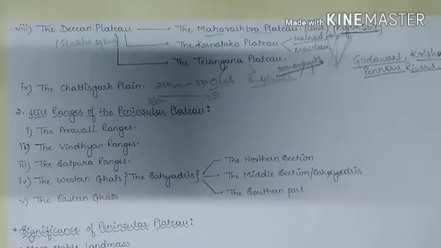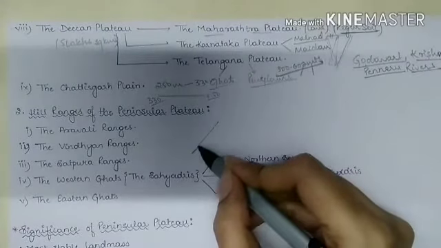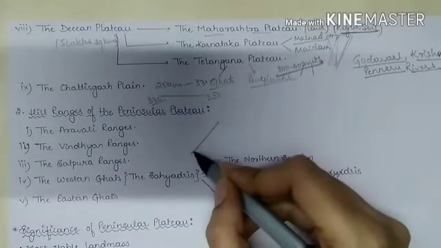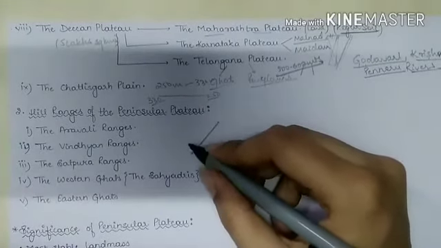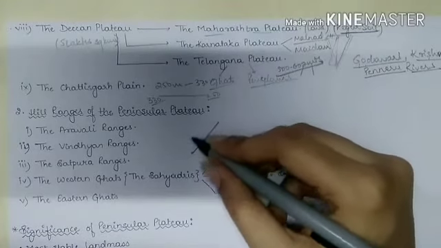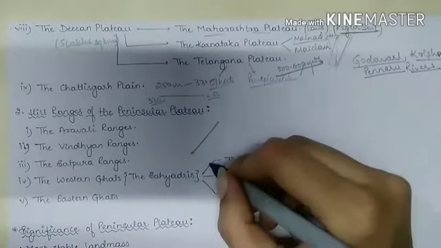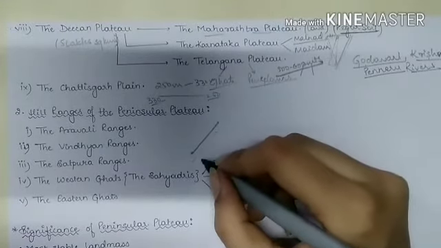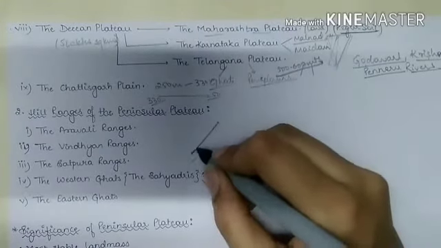Now it is one of the major physiographic elements of peninsular India. The Aravali ranges run from northeast to southwest direction. This is the reason why Rajasthan does not get much rainfall. The southwest monsoon winds which are coming run parallel to the Aravali ranges, unlike the Himalayas.